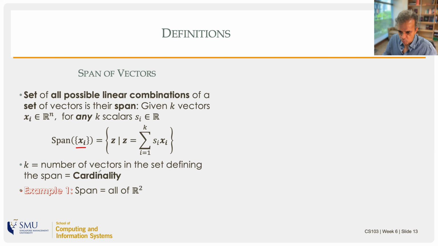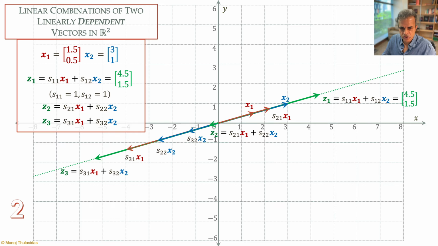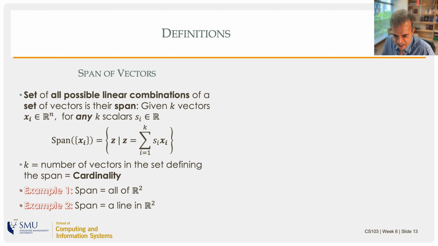In example number 1, we had two vectors. The span was all of R2. In example number 2, we had two vectors that we started with, the red vector and the blue vector. But the span was that green line. So this was example number 2. I had my red vector and my blue vector. I sat here and created all kinds of linear combinations. They all were on the same line, my green dotted line. So the span of these two vectors was only a line of vectors. That was example number 2.